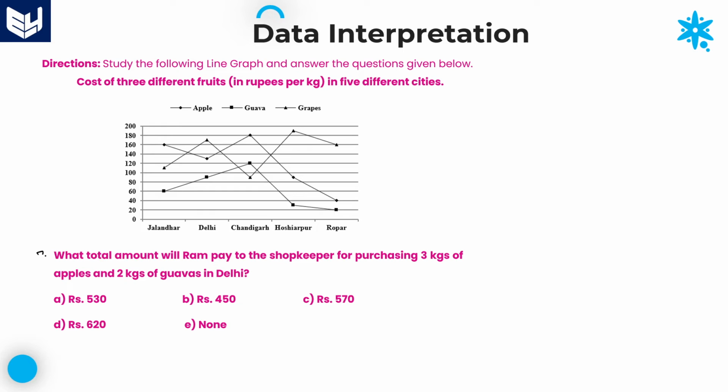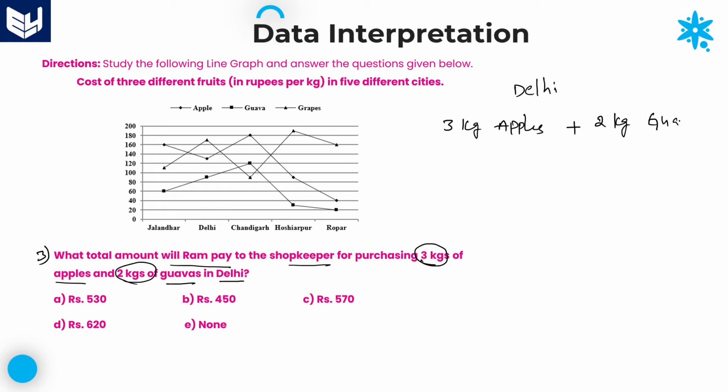Next question, third question. What is the total amount Ram will pay to the shopkeeper for purchasing 3 kgs of apples and 2 kgs of guava in Delhi. Here we are talking about the city Delhi. In Delhi city, if Ram purchases 3 kgs of apples and also 2 kgs of guava, then what is the total amount he needs to pay?